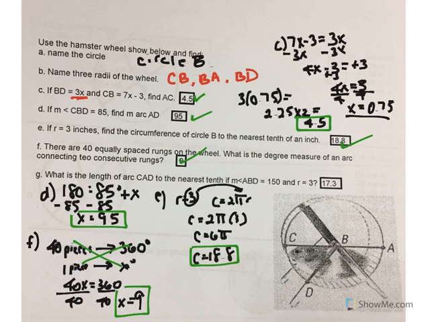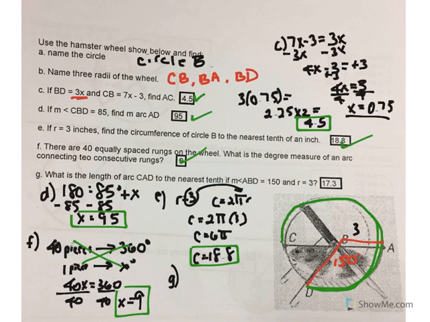Hold on. Okay. The length of arc CAD, to the nearest tenth, if the measure of angle ABD is 150 and the radius is 3. Okay, so what is the length of arc CAD if the measure of angle ABD is 150 and the radius is 3? Well, we're going to have to set up another one of our little ratios, right?